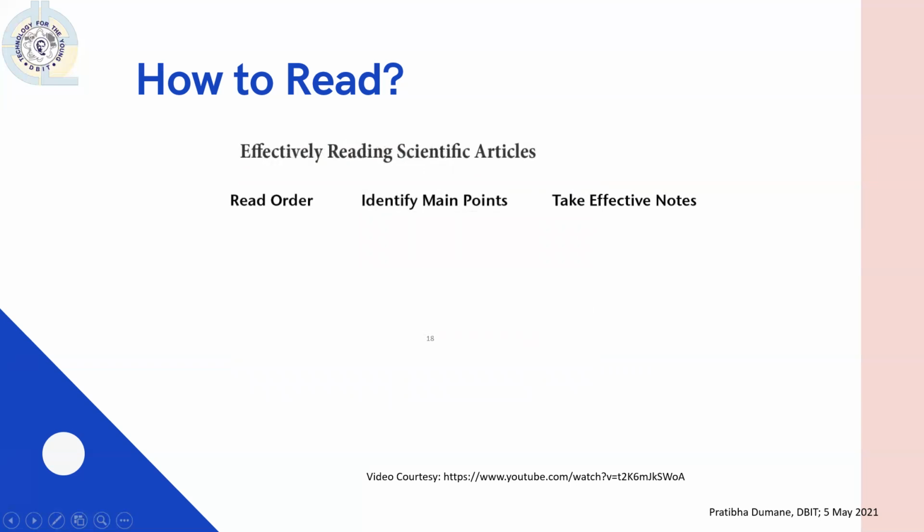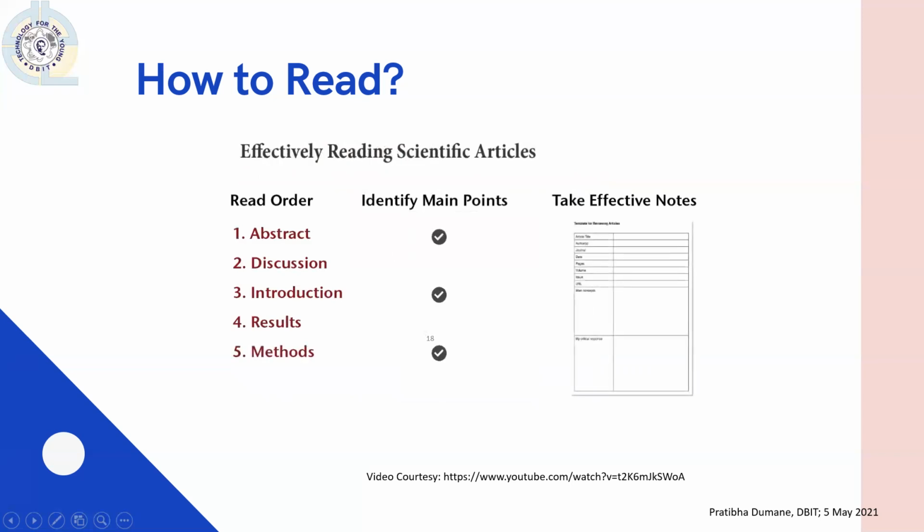Reading scientific articles is challenging, but reading them in A, D, I, R, M order, correctly identifying the author's main points, and taking effective notes will save you time and make your research easier.